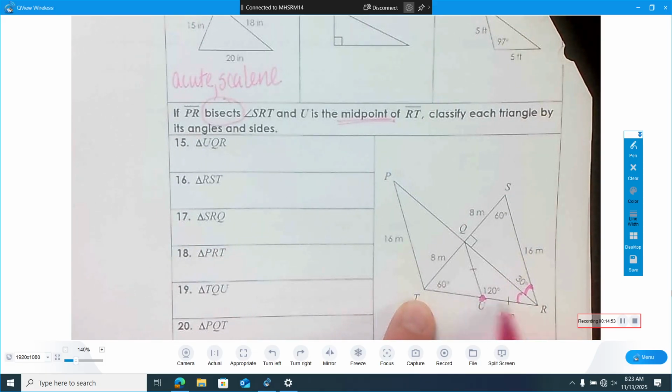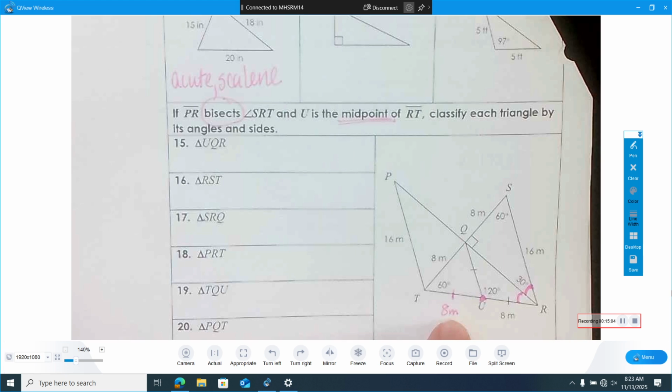They have this segment UR marked as 8 meters. So what's the other side? 8 meters. Also got to be 8 meters. So they are congruent, and I'm going to mark that because that is a perfectly logical conclusion. It must be the midpoint, so that right side must be the same as the left side.